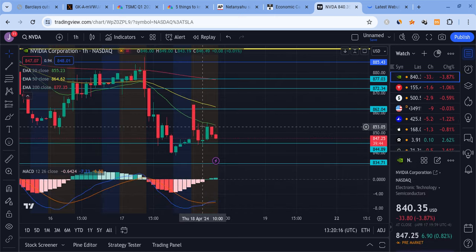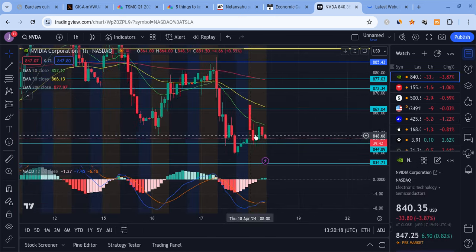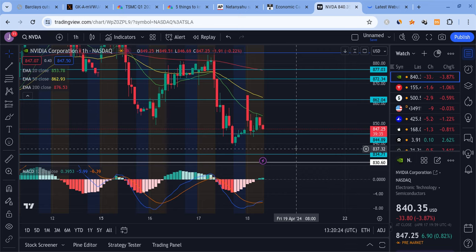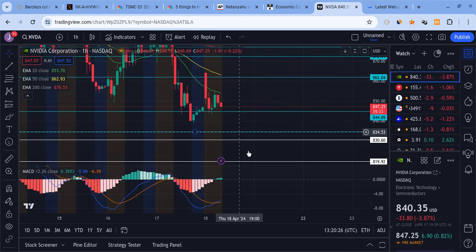For Nvidia, it's the same thing. Essentially, we are dipping a little bit. Going to be looking to see if we hold 844. If we lose this, look for 834 to 830. And if that fails us, 823 is coming. There could be one more dip coming to Nvidia before it tries to bounce, or it could try to hold this 840 zone and then try to bounce off that.